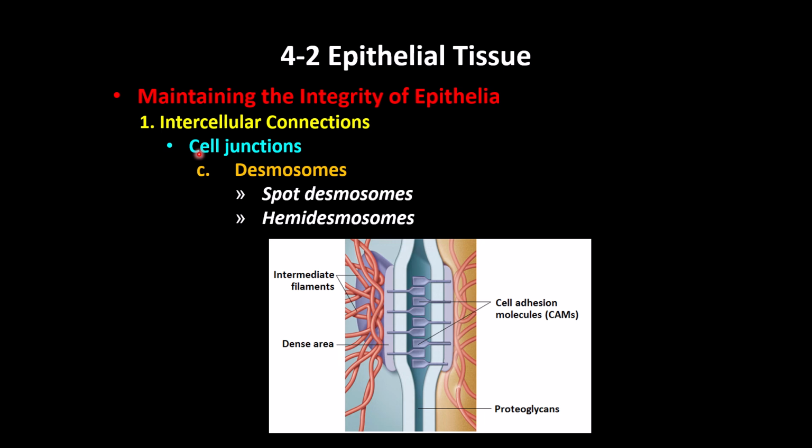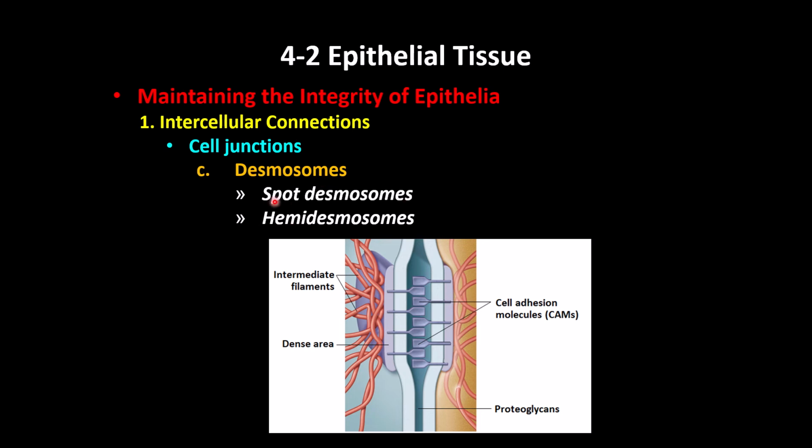Then the third type of cell junction is called desmosome. Desmosome is a connection in different areas of the cell body. Usually it can be between the walls of two cell bodies, or it can be the base of an epithelial cell with another type of cell, or it can be with a basement membrane. So based on that, you have two types of desmosome. One is called the spot desmosome, and the second one is called hemidesmosome.